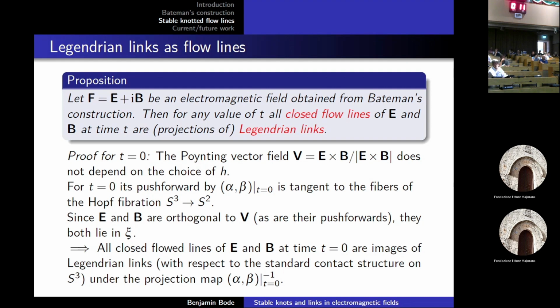And I will go through the proof, not in detail, but in general, for all of these proofs, the details are not the important part. The important part is that there are these connections between different areas of mathematics and physics.